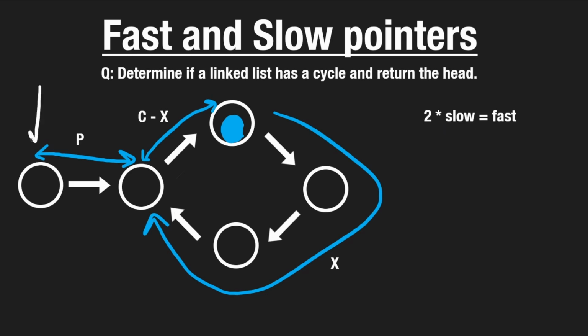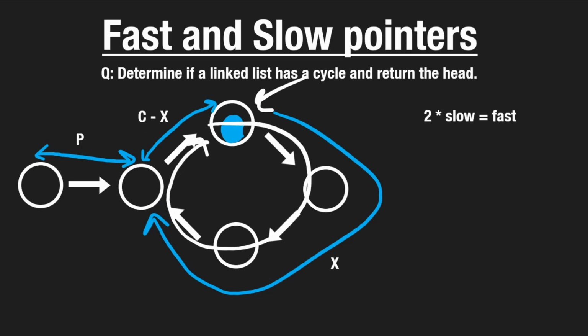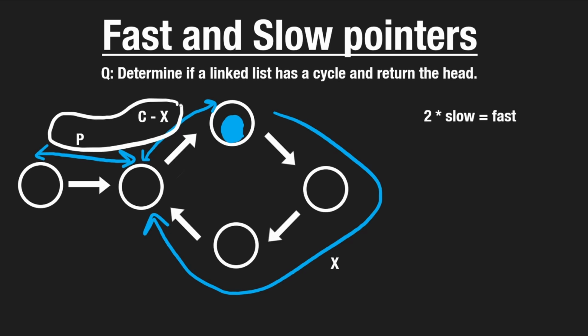So what distance will the slow pointer have to travel anyway? Well, it would start at the beginning. It would have to travel this P distance, and then it would also have to travel this C minus X distance. And remember, this could be arbitrary. It could be here, it could be here, it could be here, it could even have to travel the entire loop. But the slow pointer, we know, won't have to complete multiple cycles. It won't have to go through multiple laps of the cycle for reasons we talked about earlier. So this is the distance the slow pointer will have to travel.